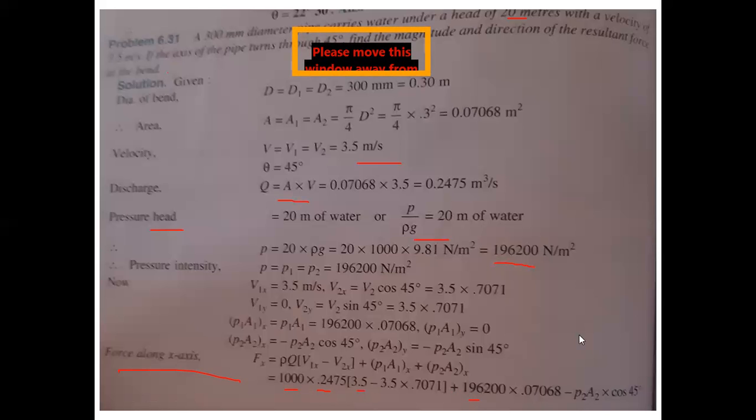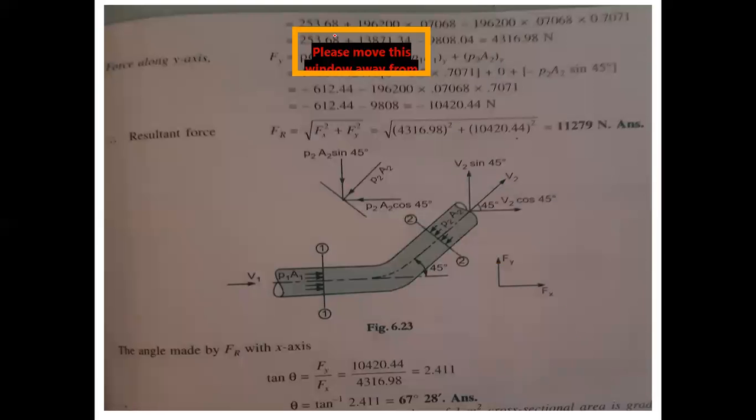So we are getting the Px value is 4316.98 Newton. After substituting clearly, neatly, and in detail, you are getting this one. Now take the y-axis. Y-axis is also the same, only the y terms change.